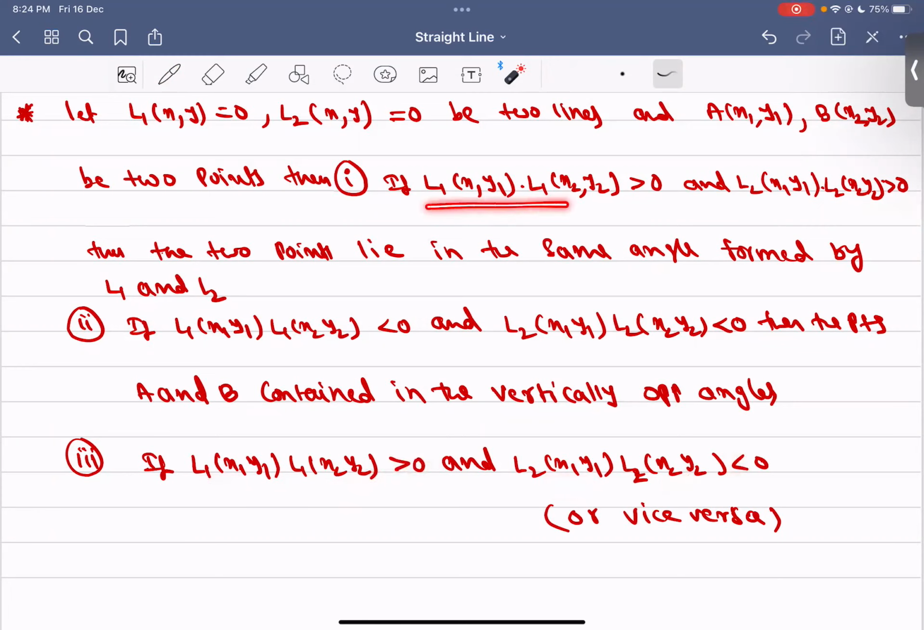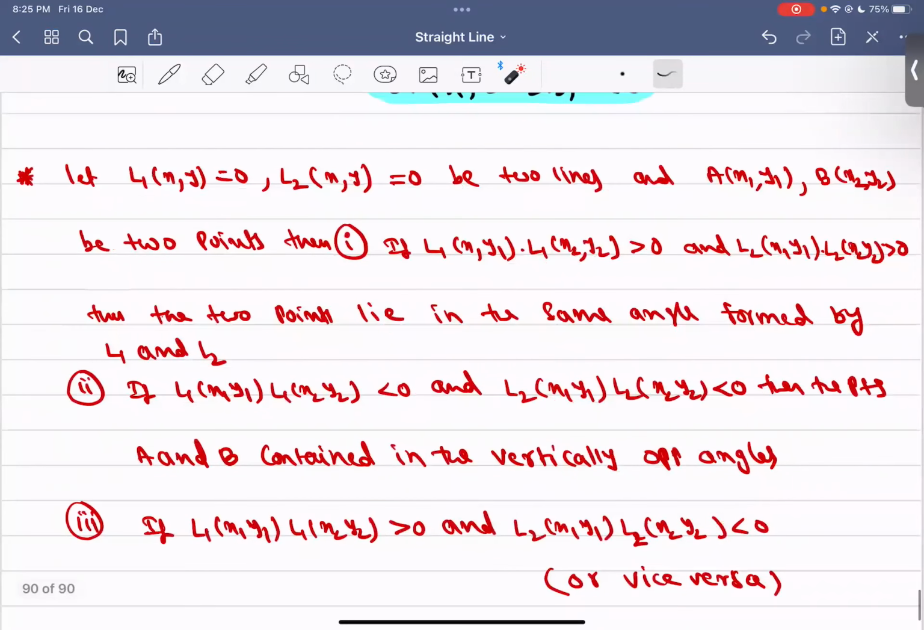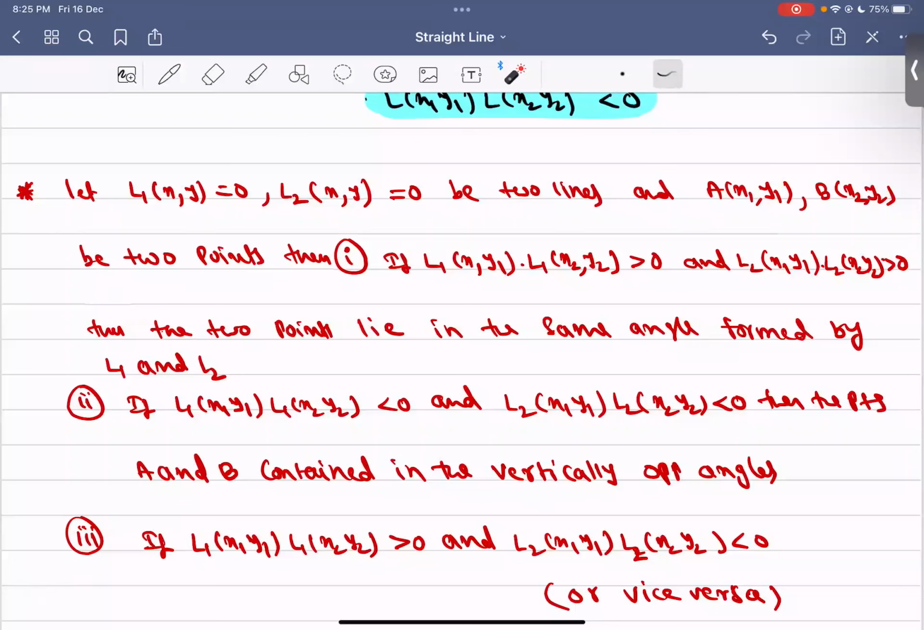In first one, both the products are positive: L1 of x1 y1 into L1 of x2 y2 positive, L2 of x1 y1 into L2 of x2 y2 positive. In second one, both negative. In third one, L1 product positive, L2 product negative, vice versa. That is, this is positive, negative, this one is positive. That is also valid. That's why I have written vice versa. Now we will prove it. We will see the reason.